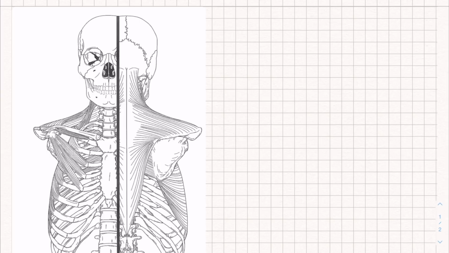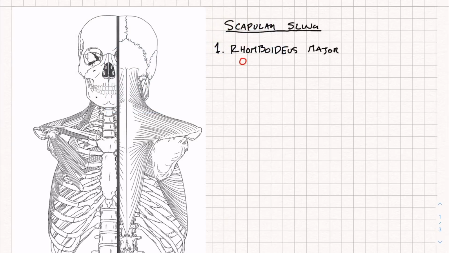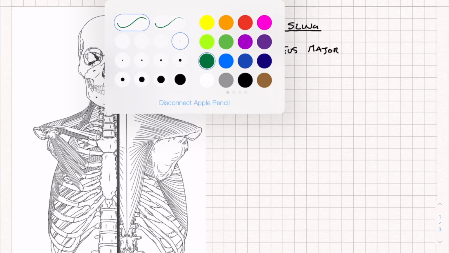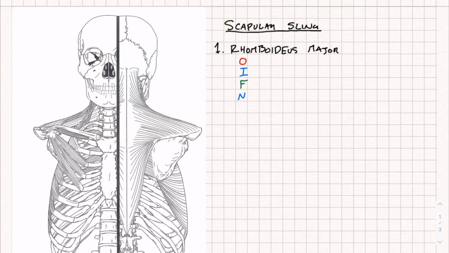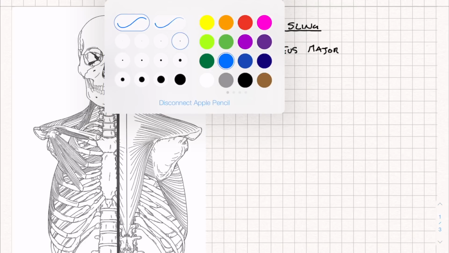First muscle we're going to talk about is the rhomboid. Some people will call it the rhomboideus major. It doesn't really matter. Okay, these are the things we need to know about it: its origin, insertion, the function, and the nerve.